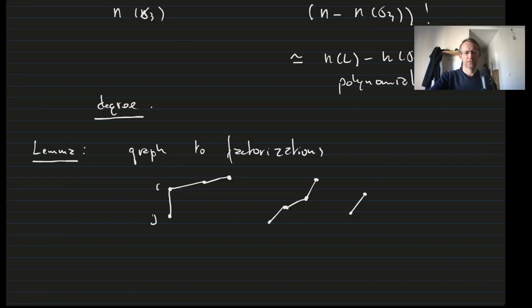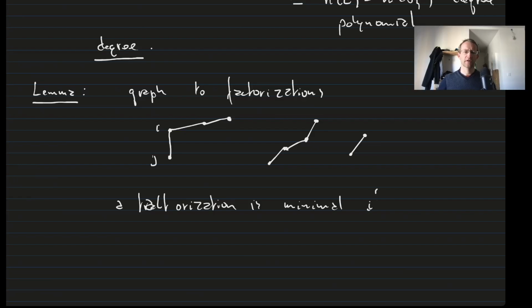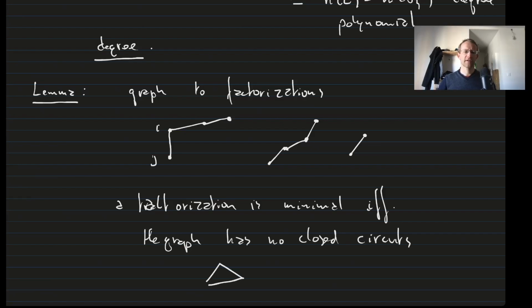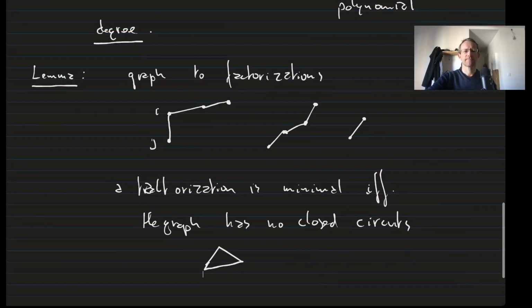But we now have a lemma, which one can prove by induction, that a factorization is minimal if and only if the associated graph has no closed circuits. So if there is a closed circuit in the graph, then the factorization is not minimal. This lemma is proven by induction.